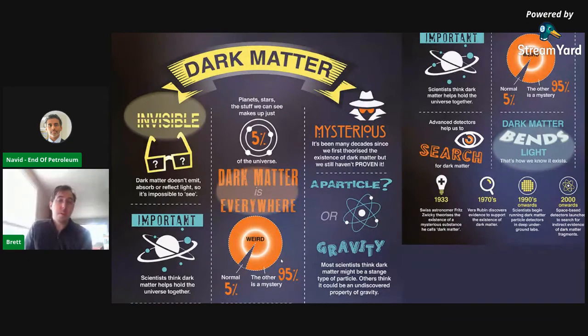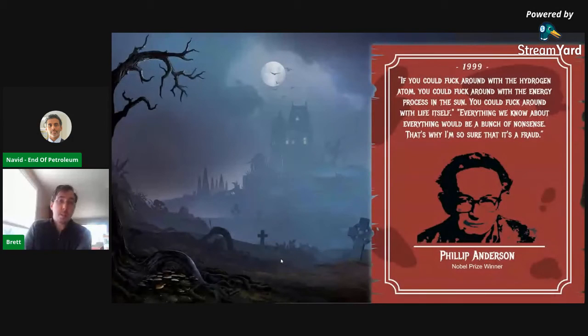Sure. So those are two very good reasons, and we can go ahead and move forward into the sun slide. There's a very good chance that not only was dark matter there before the sun existed, and that potentially the sun and many stars are formed partially from dark matter, but that these hydrino reactions are occurring in the sun itself. And I love this quote by Philip Anderson, because he's grasping the fact that if you could fool around with a hydrogen atom, you could fool around with the energy process in the sun. And that's certainly true.